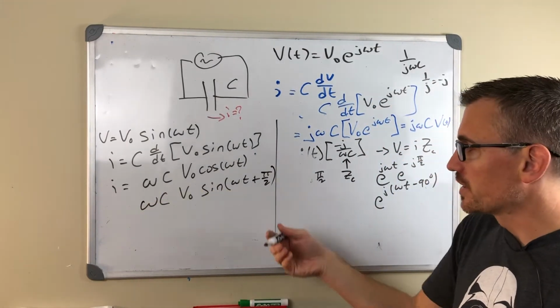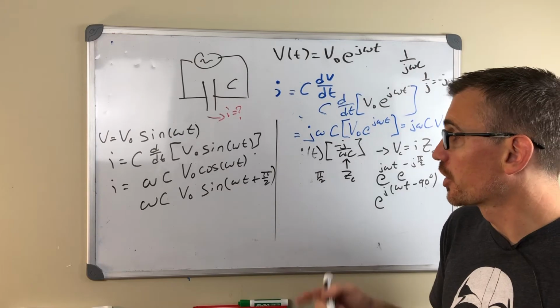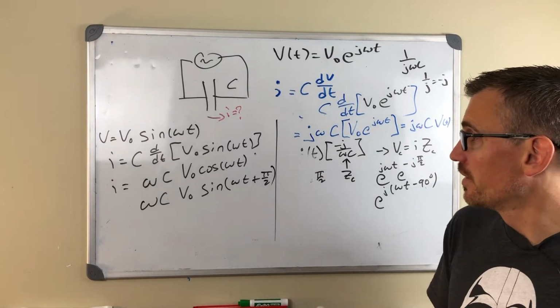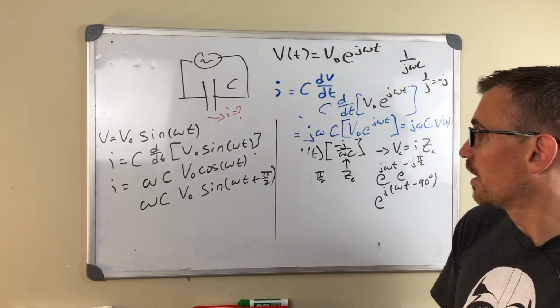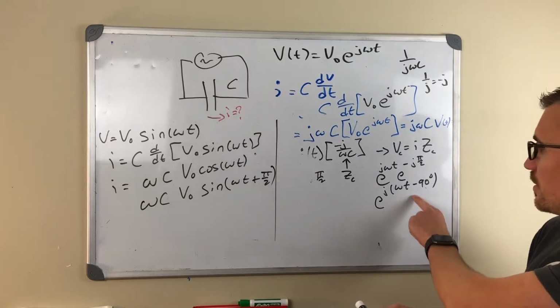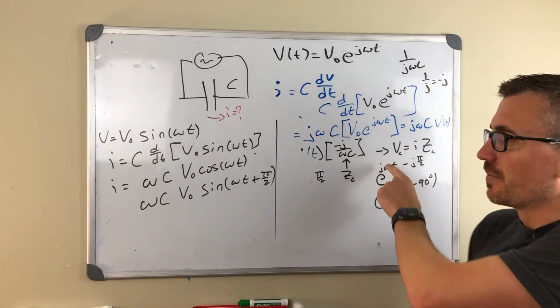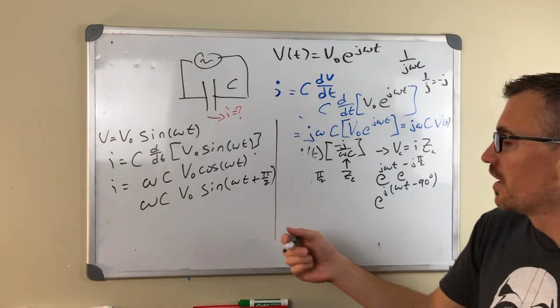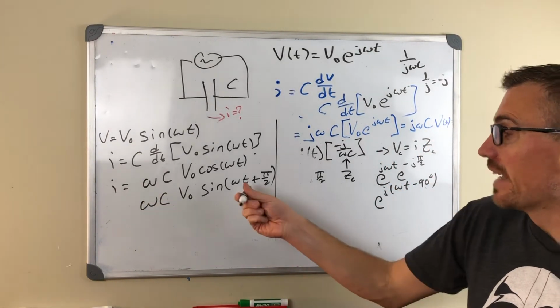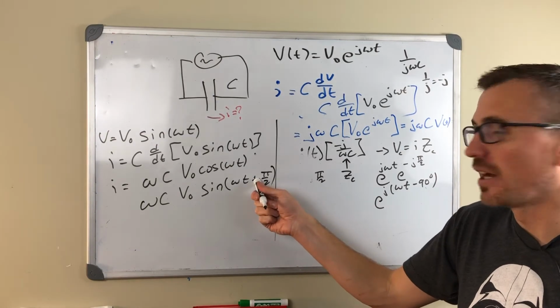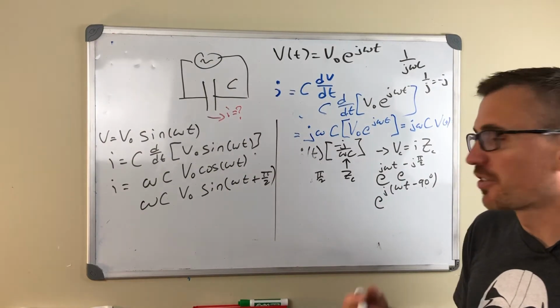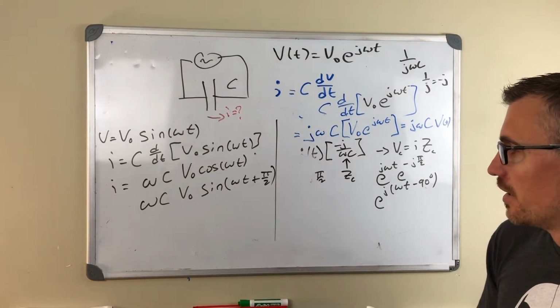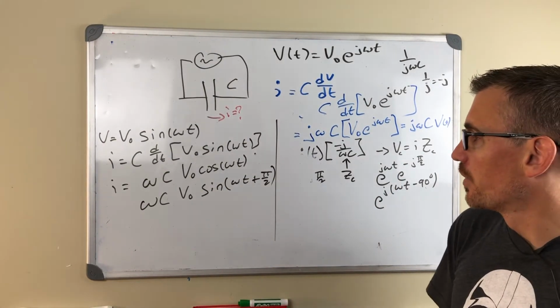We pull in a sine wave. The current is a cosine wave, which is shifted by 90 degrees. Notice how we had a negative 90 degrees here. Well, here I'm saying the current is leading. It's advanced by 90 degrees. The voltage from our V equals I Z was lagging by 90 degrees. Same thing.